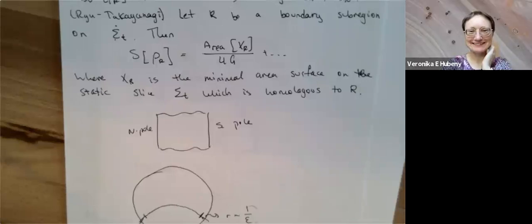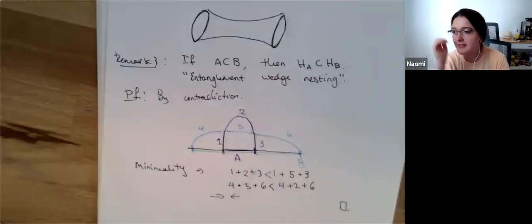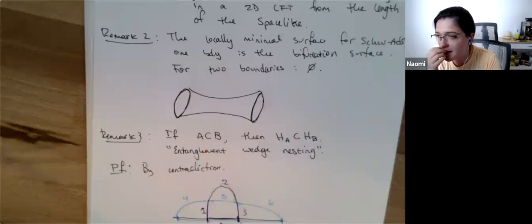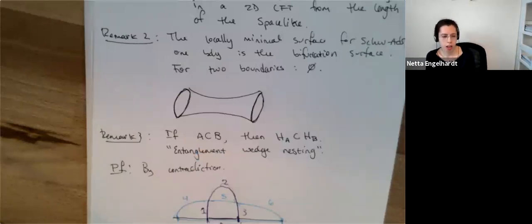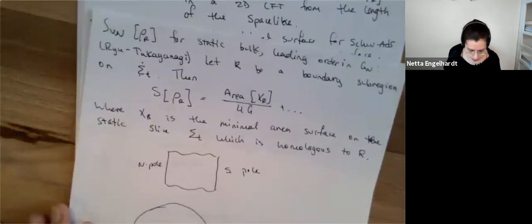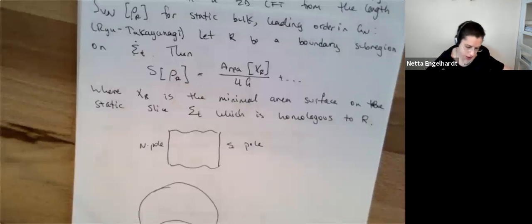Other questions, discussion? Yeah, I just have a dumb one about remark 2 that you made. Maybe you can explain a little more why for 2 boundaries you get this empty set? Sure. So let's think about the two boundaries. We're looking for the Ryu-Takayanagi surface of 2 boundaries. Let me bring back the Ryu-Takayanagi formula. We're looking for this chi-r, which is the minimal area surface on a static slice, which is homologous to both boundaries.